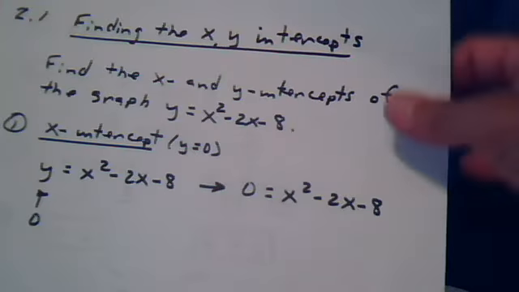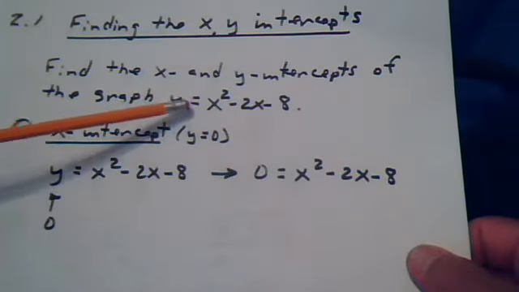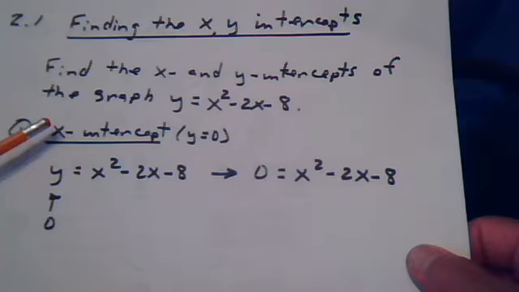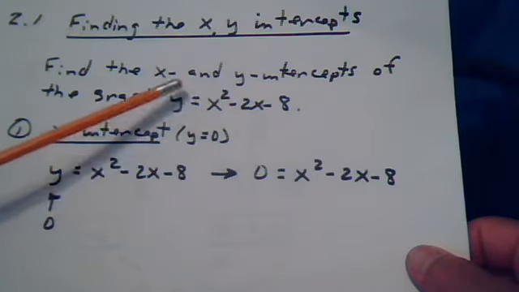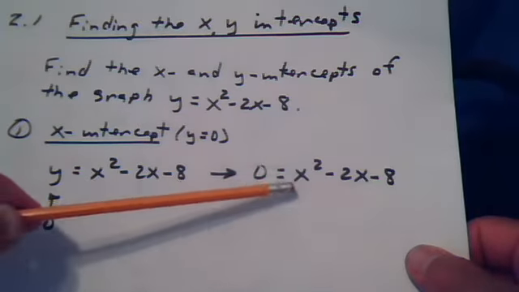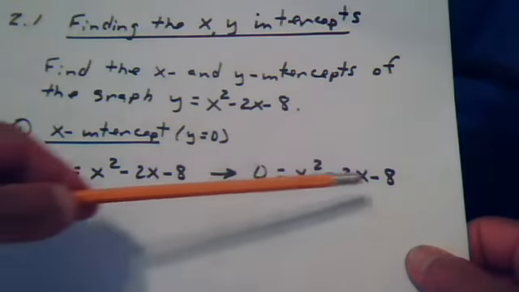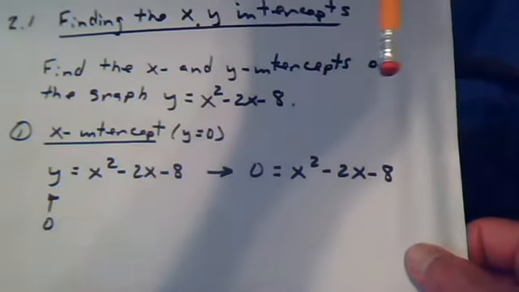So we would like to find the x and the y-intercepts for this equation. So we're going to look for the x first, the x-intercept. So you let the y equal 0. So notice here's the equation, and you're going to let the y equal 0, and you have this equation. Now we're going to factor this equation to find the x-intercepts.